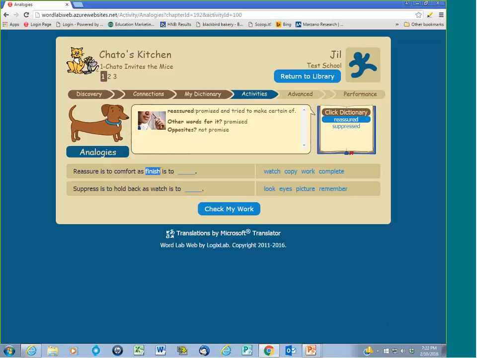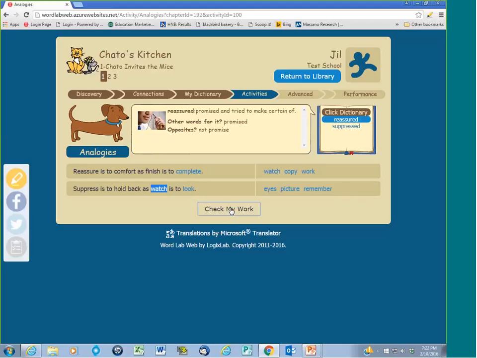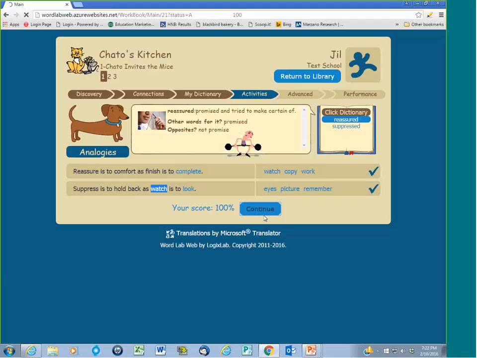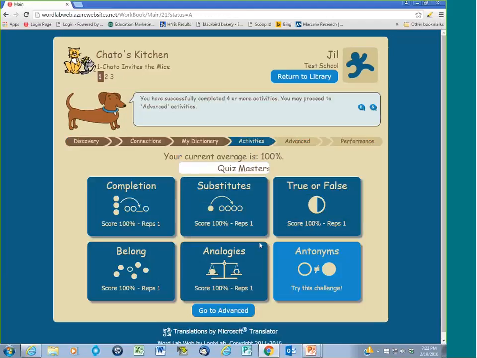So now I'm going to take finish and find a word that's kind of like finish, and that would be complete. Suppress and hold back are kind of alike. So let me find a word that's kind of alike. Watch. Same relationship between those two words. Now, if you get any of these wrong, you have as many do-overs as you want, and it keeps score here, and it only saves your best score, and it tells you how many repetitions you needed.